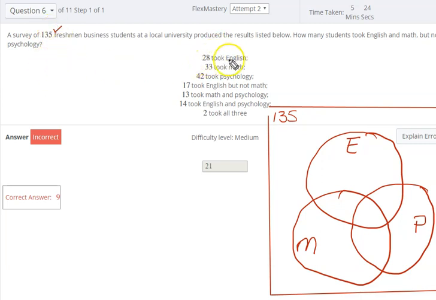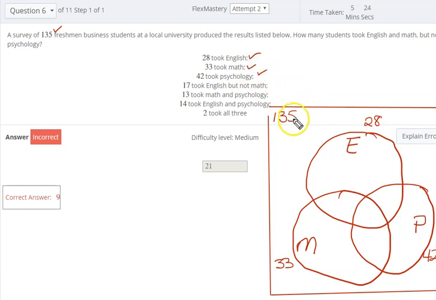Now, how many students took English? And we're going to put that here outside. Altogether it was 28. And I'm going to check that off. And I would have to write these out on my paper, which I did. And then 33 took math, so I put that over here. And 42 took psychology. So as I do these, I check them off.